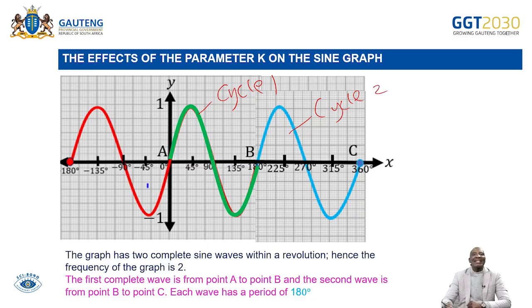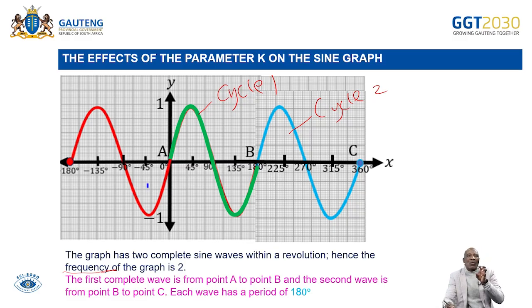So it shows us that our sine graph has 2 waves within a revolution. We call this the frequency of our graph. It appears twice within a revolution. So we realize now the effect of that 2 within a revolution on the sine graph. That 2 indicates that you are going to have 2 complete cycles within a revolution.